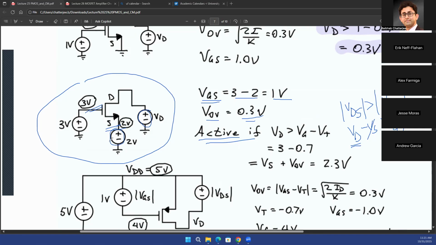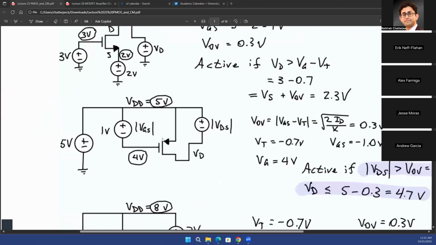What is VG minus VT? VG was 3 volts, and threshold voltage is given as 0.7 volts in the previous problem. We're taking the same value. So VG minus VT is going to be 2.3 volts, basically 3 volts minus 0.7 volt. That is going to be the minimum limit of VD. If my VD is lower than 2.3 volts, the transistor will not be in saturation. So my VD needs to be higher than 2.3 volts for the transistor to be in saturation, or in the active region. Again, very simple problem.